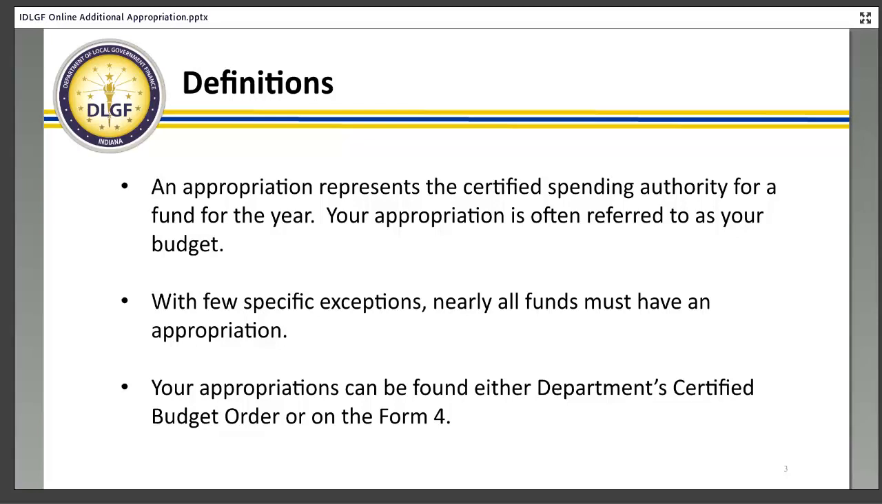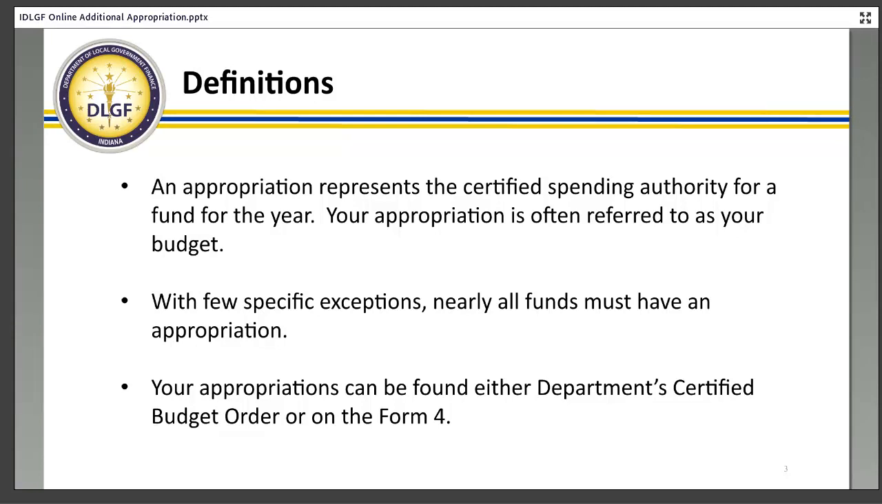The second place where you can find appropriations are on the Form 4, which can be located either on the public side or on the login side of Gateway. What you'll find on your Form 4 that you won't find on your certified budget orders are funds that fall into a grouping that we traditionally refer to as the non-certified funds. These funds include, but are not limited to, funds like local grant funds, or more often, any home rule funds that you may have.